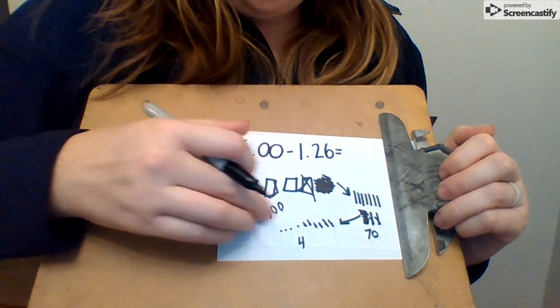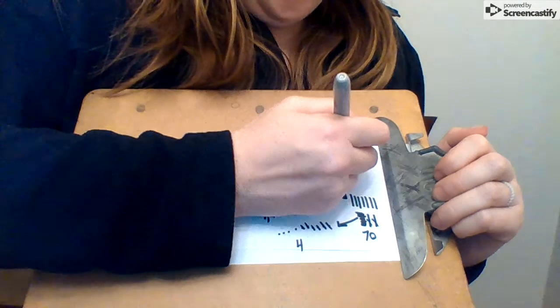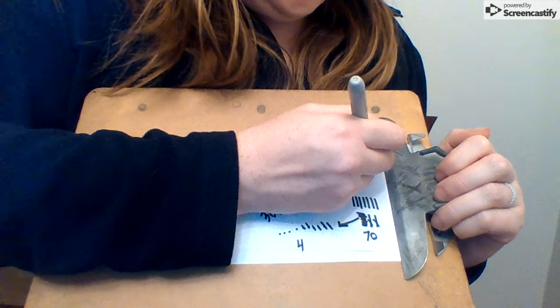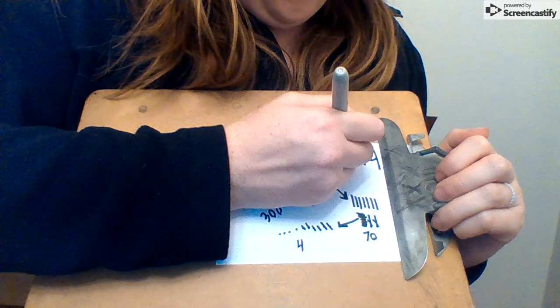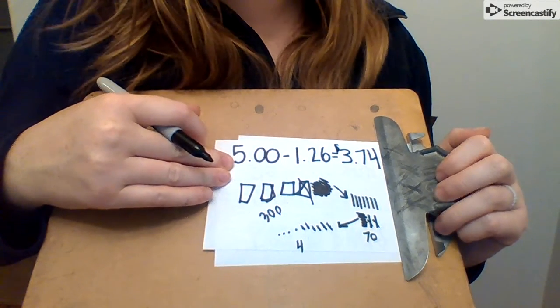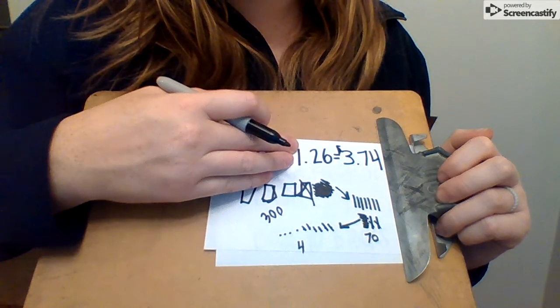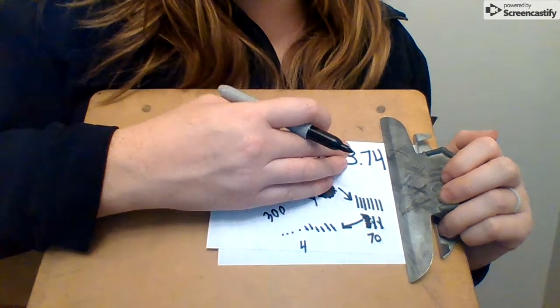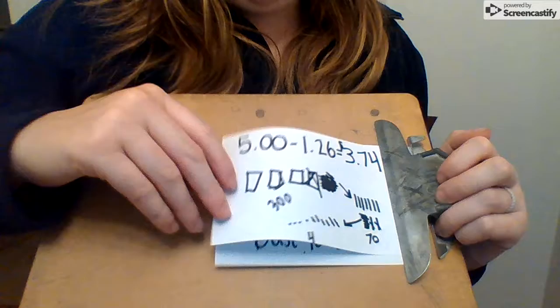My answer is 374, or you could write it as $3.74. We paid with the $5. We subtracted how much the cookie cost, and we got our change, which was $3.74.